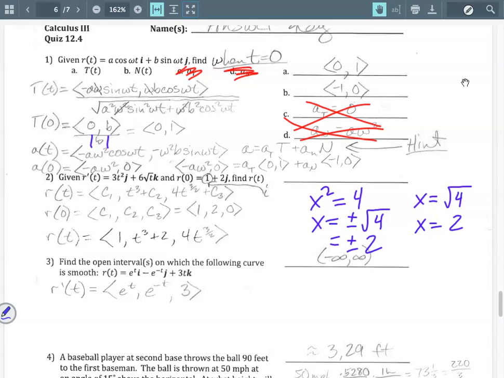Yes? So for the normal vector, why can't it be like 1, 0? Isn't it normal to the tangent vector? Yeah. Although technically, N of t isn't just a normal vector, it's the principal unit normal vector. And the principal unit normal vector has to be in the direction of the curve, not just any vector normal to the tangent. So I think it's the negative 1, 0 that makes it normal in the direction of the curve.